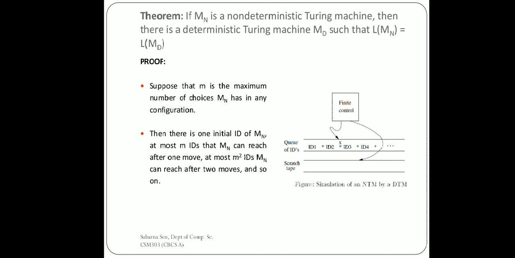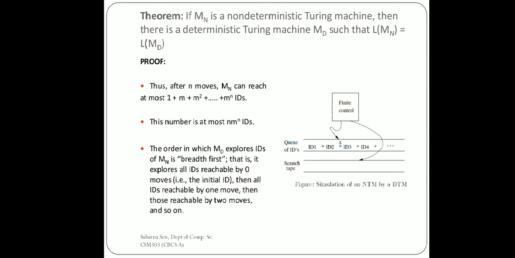In this fashion, if we accumulate all n moves, it will be something like this. For 0 moves it will be m to the power 0, that is 1. For one move, m choices, that is m. For two moves, m square. For n moves, m to the power n. So it is just a series, 1 plus m plus m square up to m to the power n IDs. It is a very simple summation of series, at most n into m to the power n IDs.